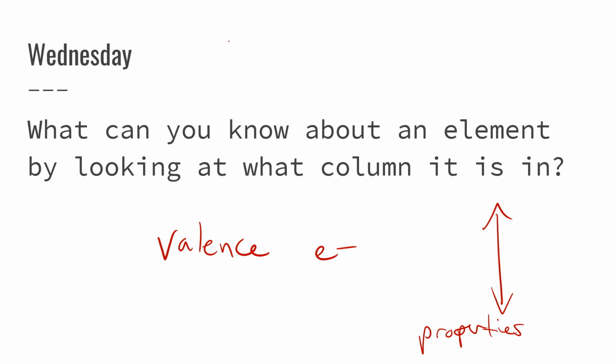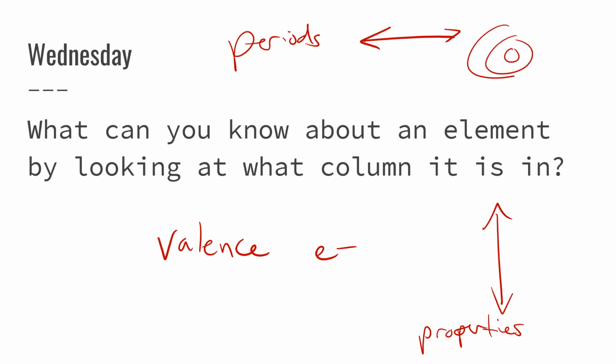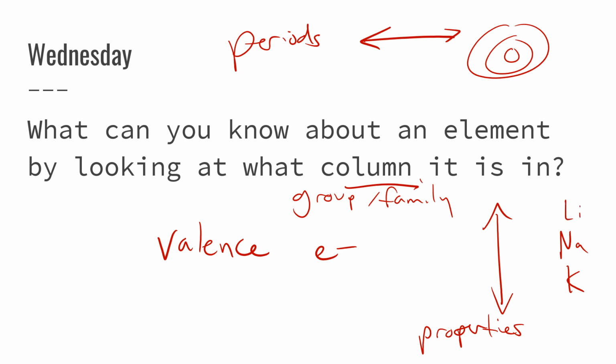Remember that periods are the rows that go left to right. That's going to tell you how many of those electron rings that the atom has if you're making a Bohr model. But the column is going to be known as the group or family for the atom, for that element. A great example of that is that we have sodium and potassium, and lithium also, that are in that same column. They are all going to behave the same way, and they all have 1 valence electron.